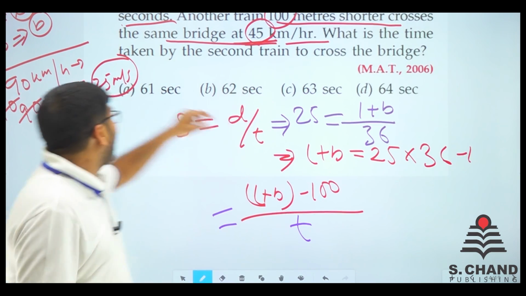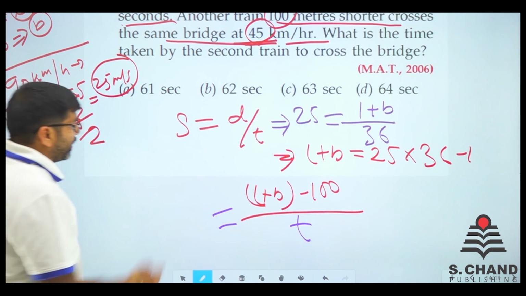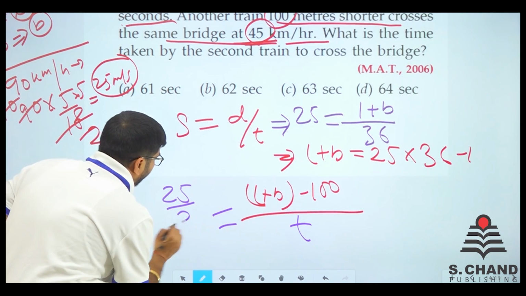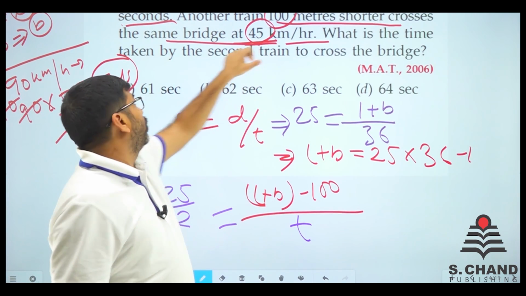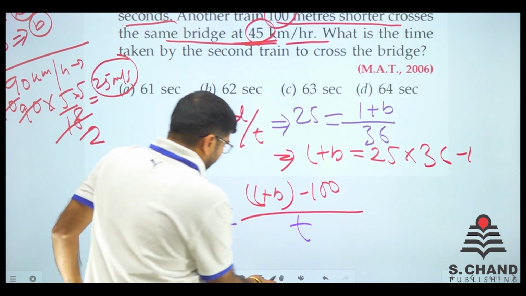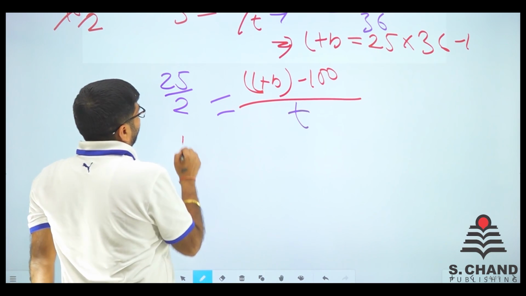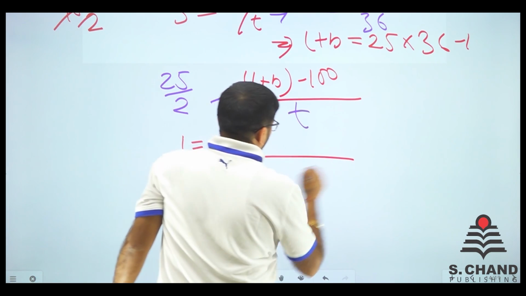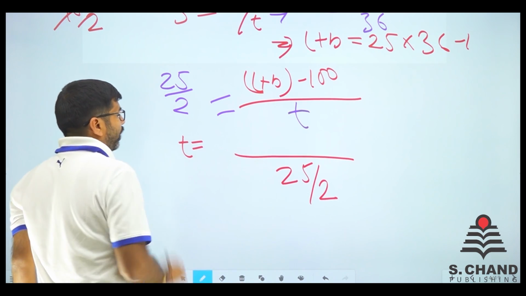See, we had 90 kilometer per hour. That came up to 25. So this time it will be 25 by 2. Why? Because this is 90 by 2, so 25 by 2. If it is 90, then it is 25, right? What we do is, we multiply t here. We put 25 by 2 here. We just cross multiply, right?